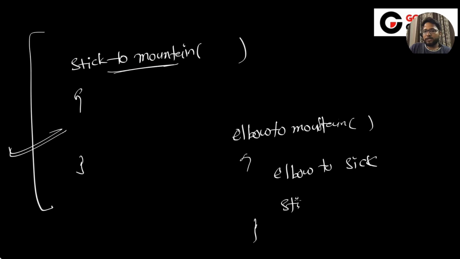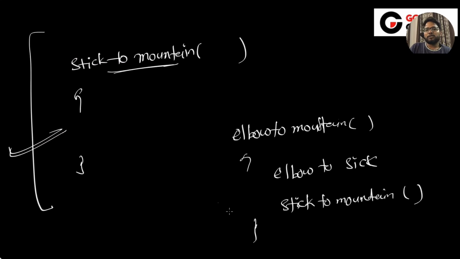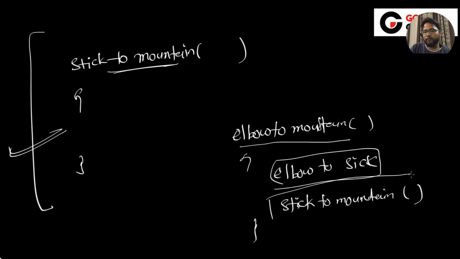So basically, I will be calling this function itself. I will show you the actual working codes, but for now I'm just trying to explain that this function, elbow to mountain, will be using stick to mountain internally. In most cases it happens. If you want, you can directly convert without calling this function, but that is okay. First I will be converting elbow to stick, and then internally I will be calling stick to mountain, right?